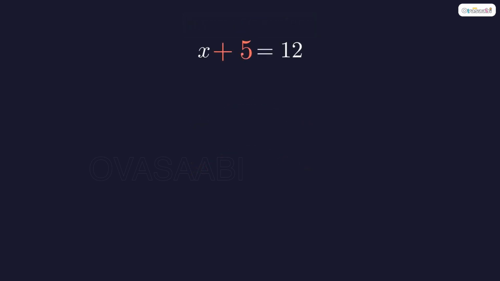Example 1. x plus 5 equals 12. We see plus 5 next to x. The inverse of plus 5 is minus 5. Subtract 5 from both sides. 12 minus 5 gives us x equals 7.